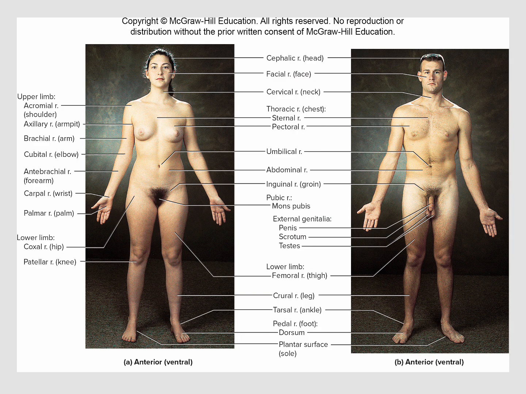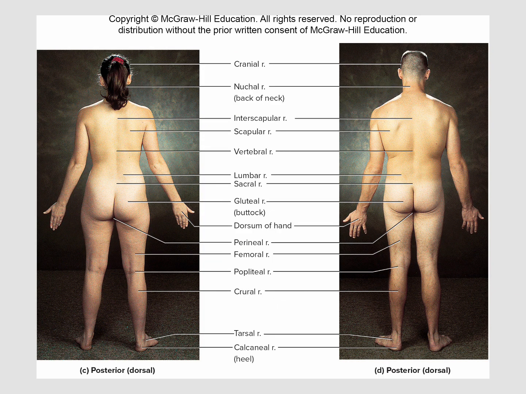So right here we've got examples of the anatomical position from an anterior or ventral view of the female body in picture A and the male body in picture B. And in this slide we also have examples of the anatomical position, but this time from a posterior view or dorsal view. Picture C is for the female body and picture D is the male body.